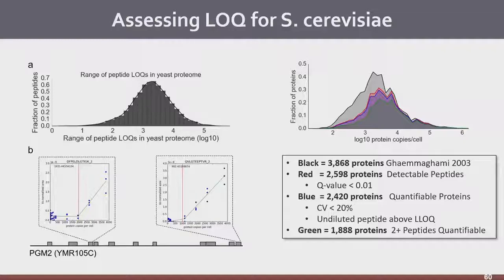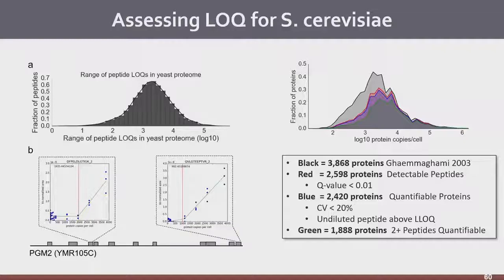So if you look at all the abundances of the peptides or the proteins from this Gamma Megami 2003 paper, which is shown in this black distribution, there's about 4,000 proteins. If you look at which ones we can detect of those at a 1% Q value, it's about 2,600 of those proteins. If you look at which fraction you can quantify with a precision of less than 20%, and an undiluted peptide that's above the lower limit of quantitation, it's more of this blue line. I'll point out that more than half of the peptides disappear, even though the number of proteins don't disappear that much. If you are going to require multiple peptides for quantitation, it drops even more.